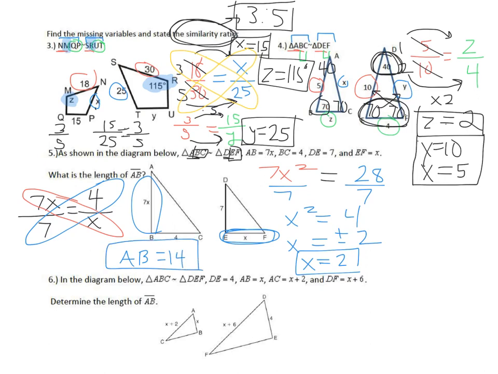All right, number 6. We have ABC is similar to DEF. We have our different measurements that are labeled for us, and we want to find again the length of AB. So here AB is going to be corresponding to DE. So I can set up x over 4. And then AC is going to be corresponding to DF. So like this. So x plus 2 over x plus 6.